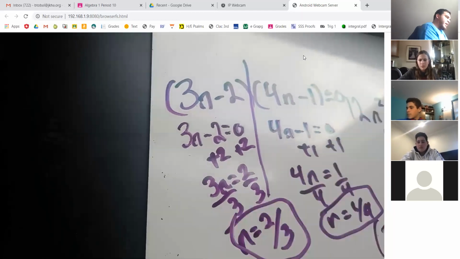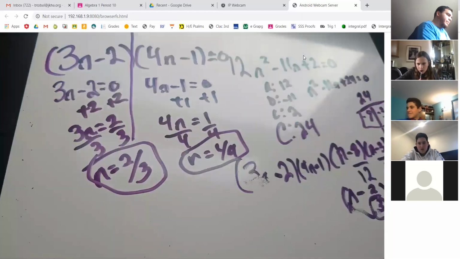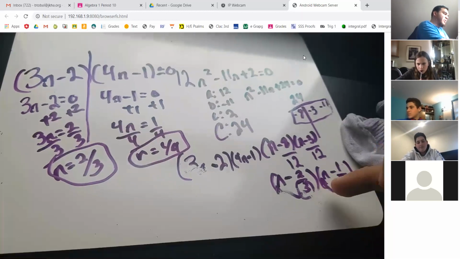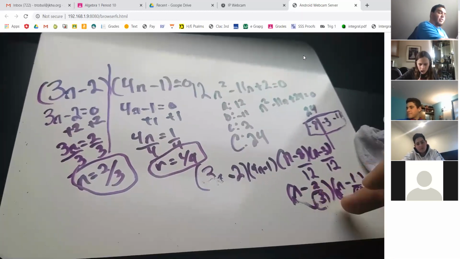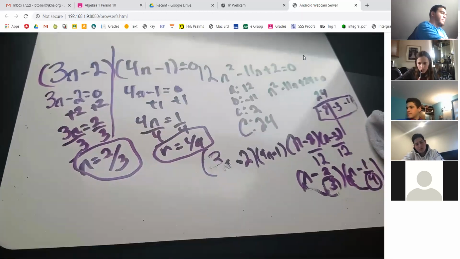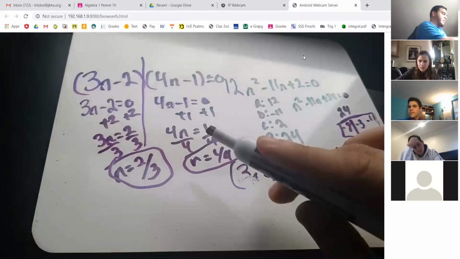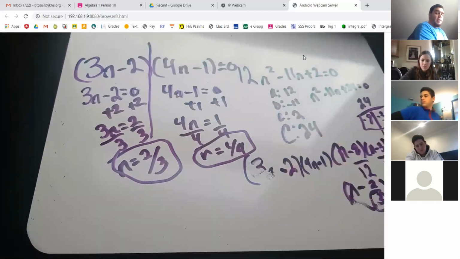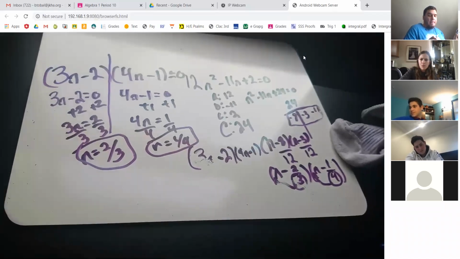And I just want to point this out. 2 over 3 and 1 over 4 should look familiar. That is the reduced fractions over here before we slide it back. So notice how that has a relationship. That will always happen if you do it correctly. Your final answer for this type of question is n equals 2 over 3 and n equals 1 over 4. I'm going to leave it on the screen a little bit. If you have any questions, just ask now.